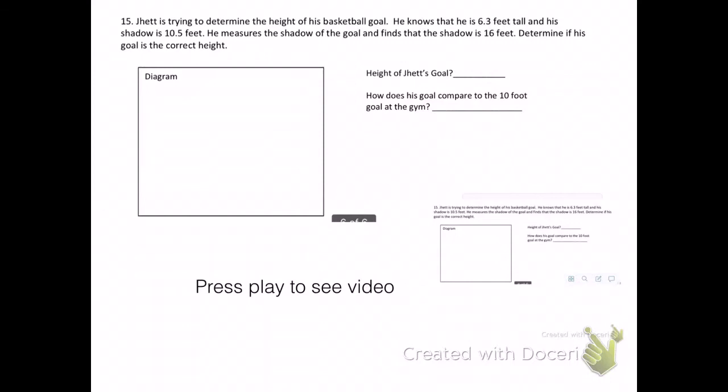Number 15. Jed is trying to determine the height of his basketball goal. He knows that he's 6.3 feet tall and his shadow is 10.5 feet. He measures the shadow of the goal and finds the shadow is 16 feet. Determine if the goals are correct.